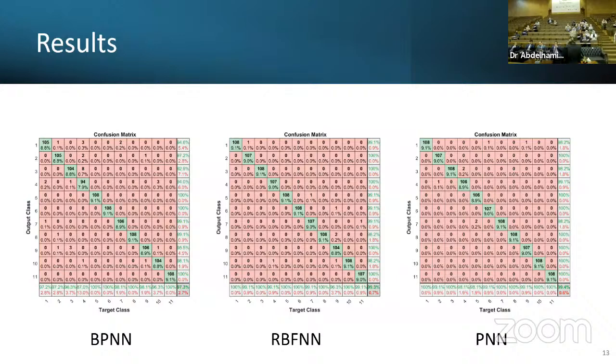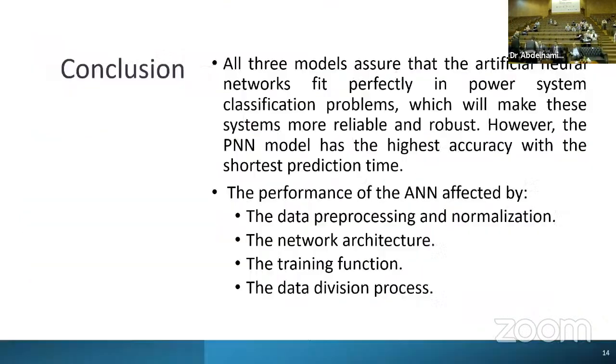And here you can see the confusion matrix of each model. In the end, we found that all three models assured that artificial neural networks fit perfectly in power system classification problems, which will make these systems more reliable and robust. However, the probabilistic neural network model has the highest accuracy with the shortest prediction time.